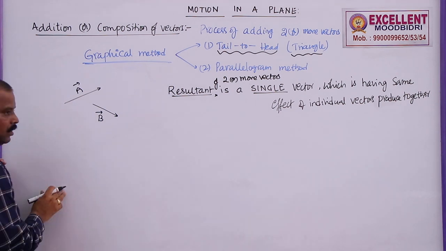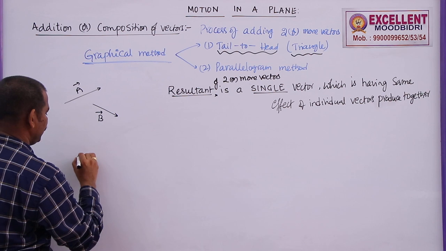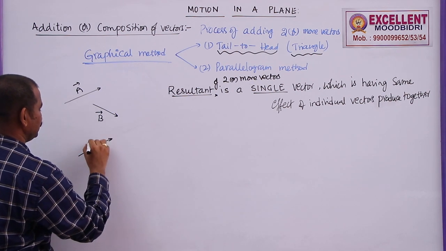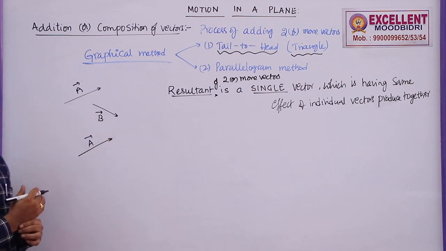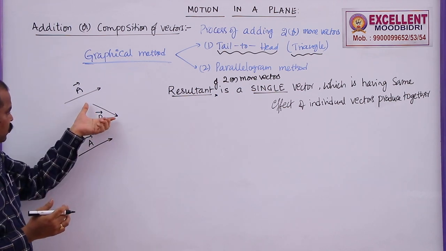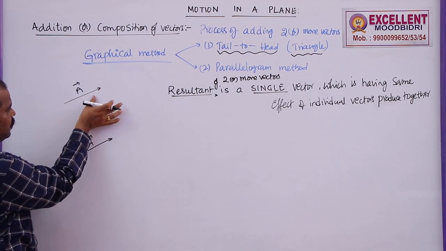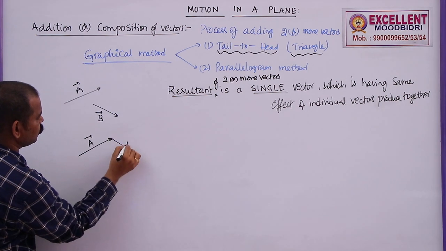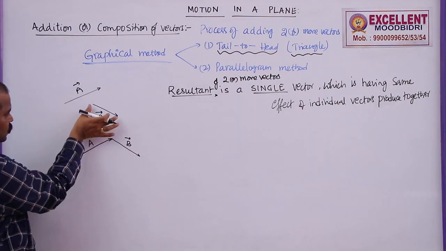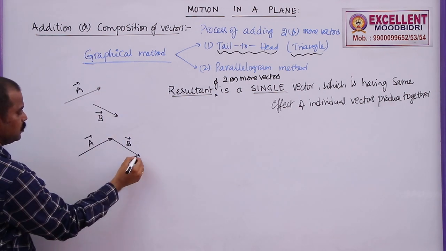In this method, I need to draw the first vector in the same direction as it is. This is A bar, now B bar. You just move this vector, displace this vector such that B is displaced up to here. It is shown like this. So, I just displaced this vector from this position to this position. Now this is B bar.